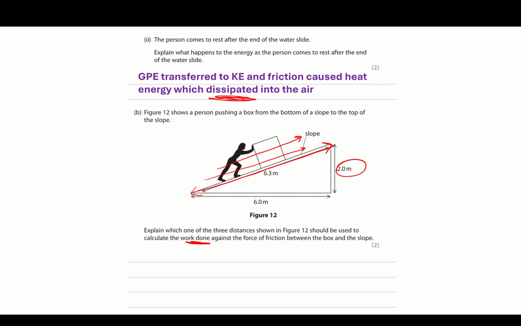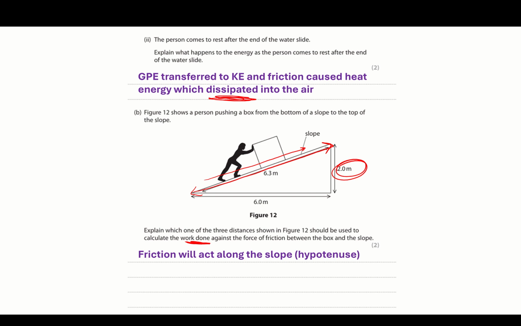So that's the crucial bit. That's it. So if I wanted the GPE, I'd want this, but I don't want that. I want the work that we've got to do to get it up there. So we can now go to my model answer. So we've got friction acting along the slope. That's the hypotenuse. So that's the bit that they're having to do work against.